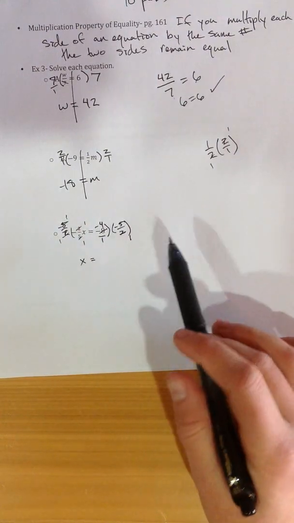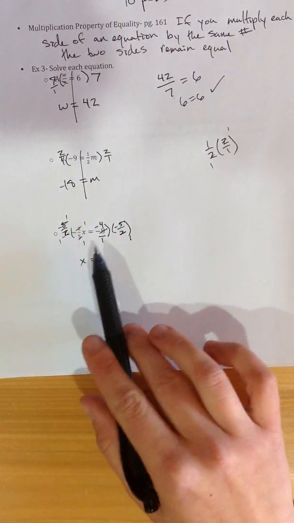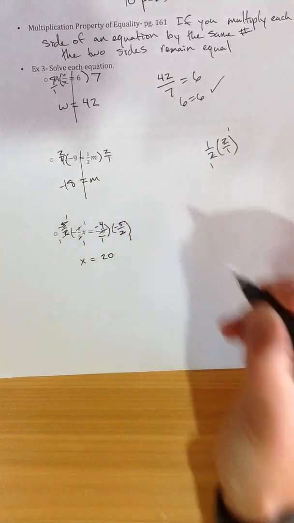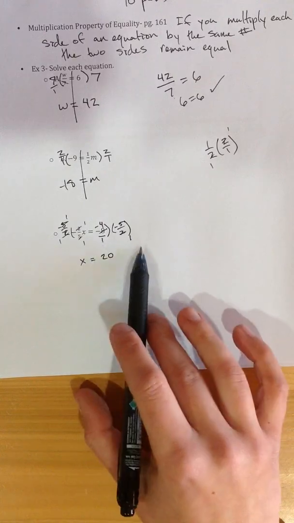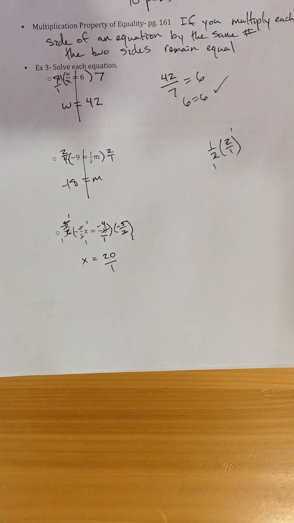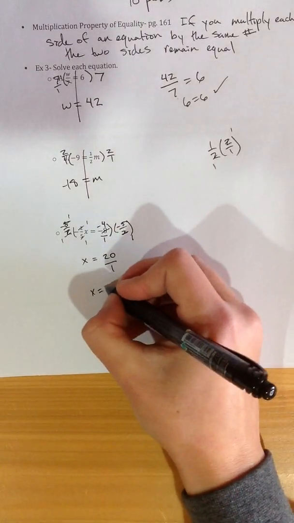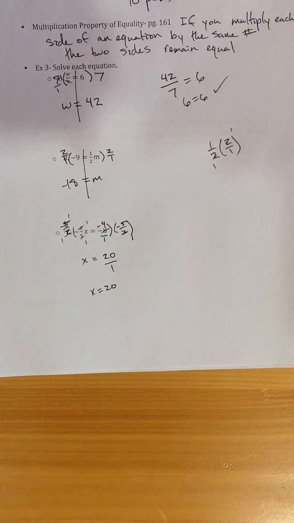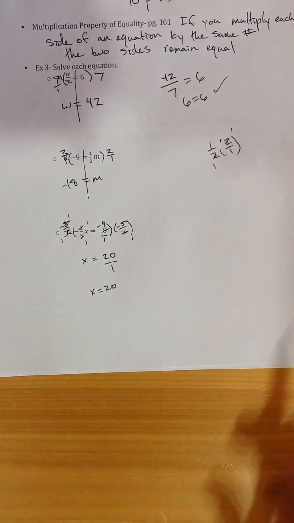So now I do top times top, bottom times bottom. So top times top would be -4 times -5, which would be 20. And then bottoms would be 1 times 1, which would be 1, and then 20/1 is just the same thing as 20. And if I plug that back in there for the x, it should come out to be -8.